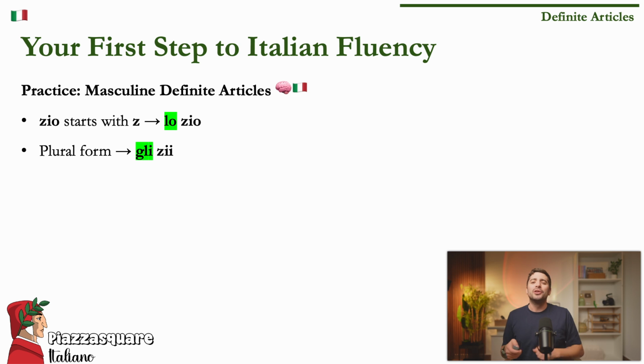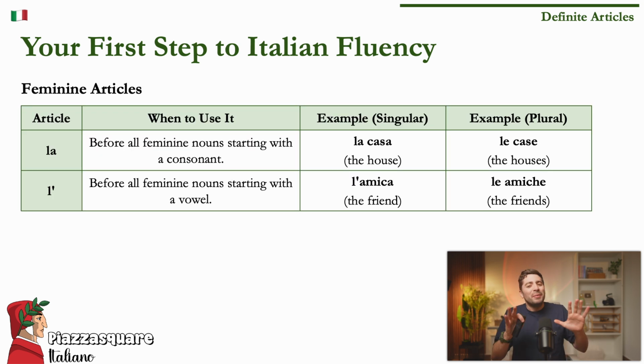Let's switch now into the feminine ones. Feminine nouns are even simpler. We only have 2 main keys. La, use this before all feminine nouns starting with a consonant. For example, la casa, it means the house. The plural is le case, which means the houses.